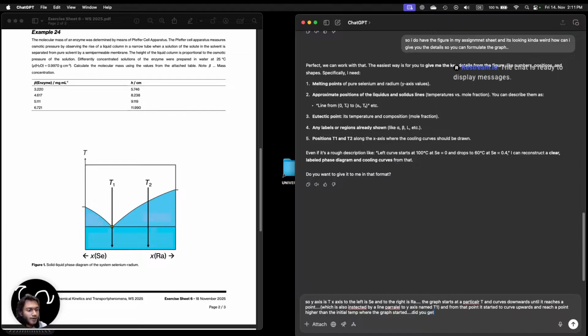Did you get a picture? If you did, make me a Python script showing how the figure looks like.